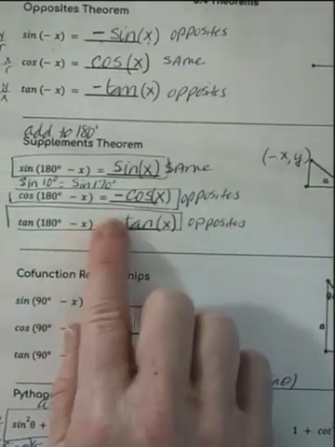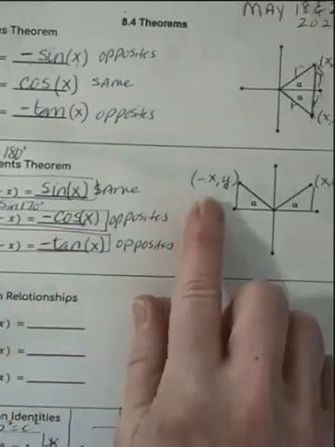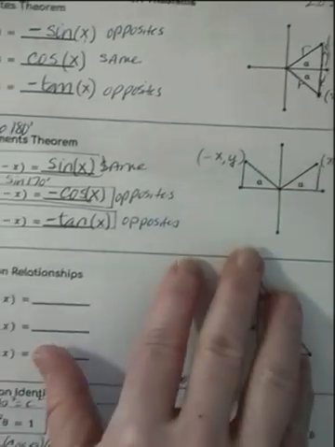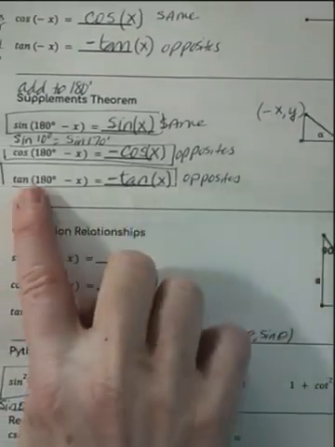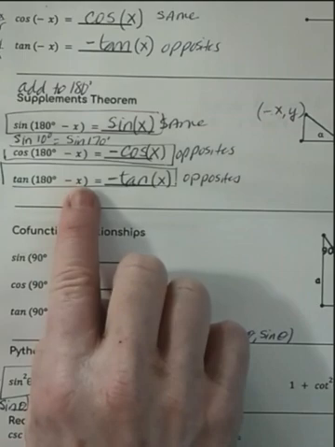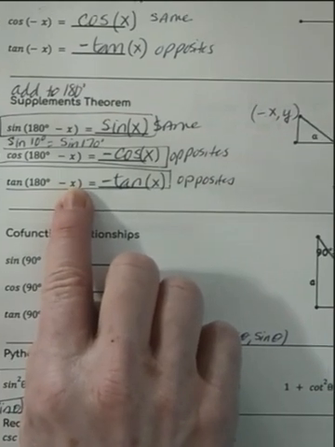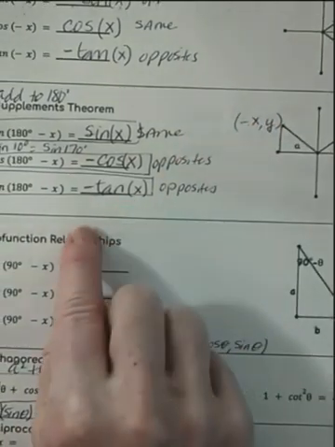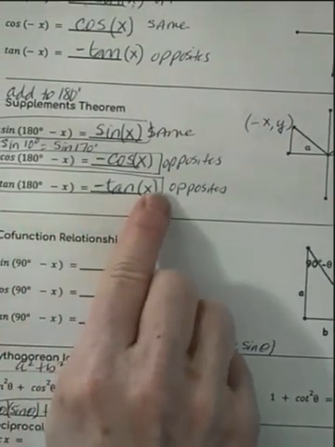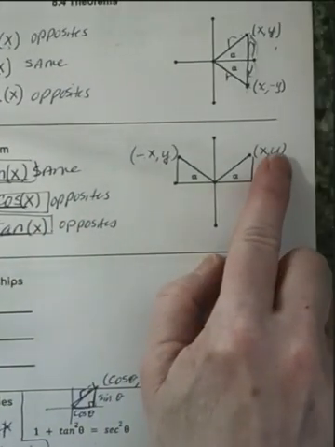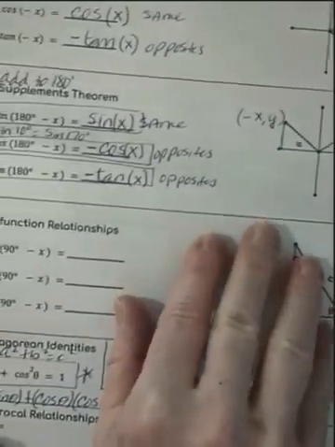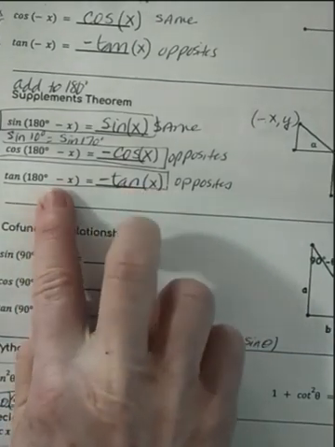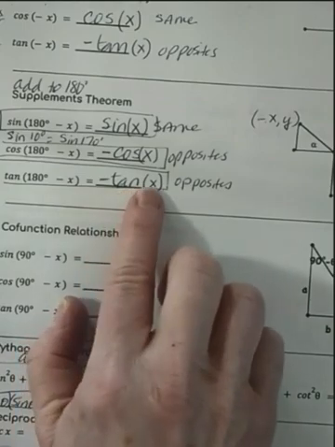Cosines, on the other hand, are going to be exact opposites because the x-coordinate here is the exact opposite of the x-coordinate here. The tangent of 180 degrees minus 10 degrees, that's the tangent of 170, would be y over negative x. Whereas the tangent of 10 degrees would be y over positive x. So the tangent of an angle measure is the exact opposite of the tangent of its supplementary angle.